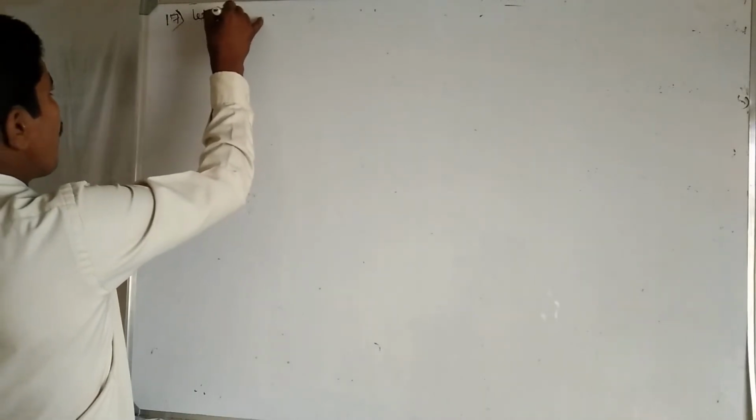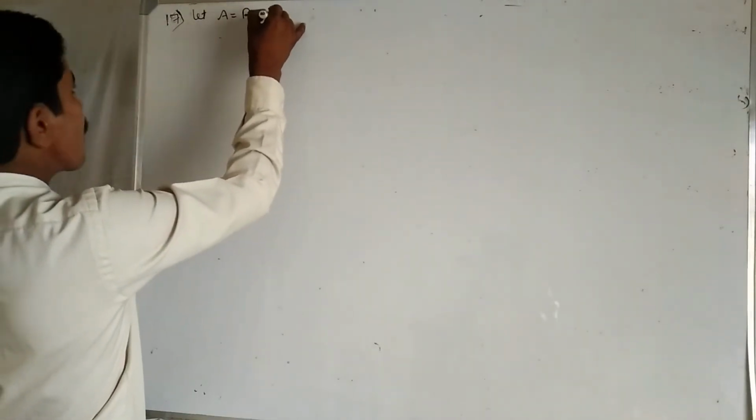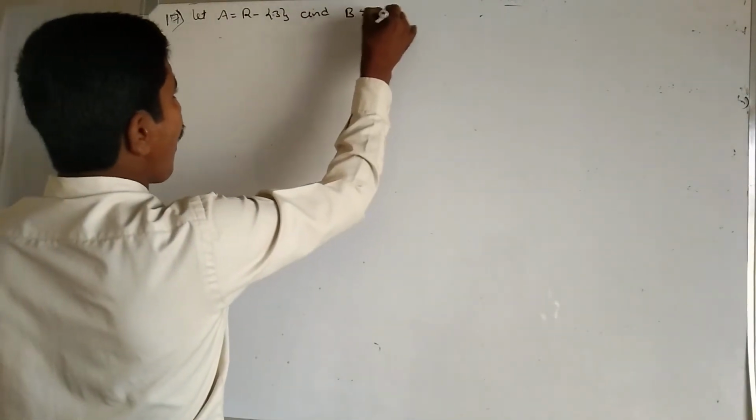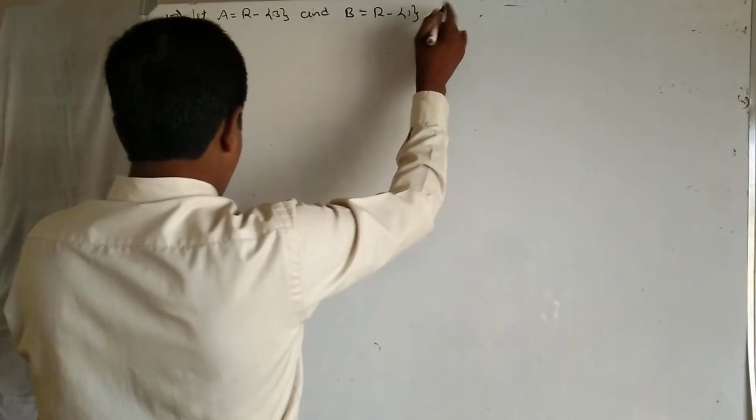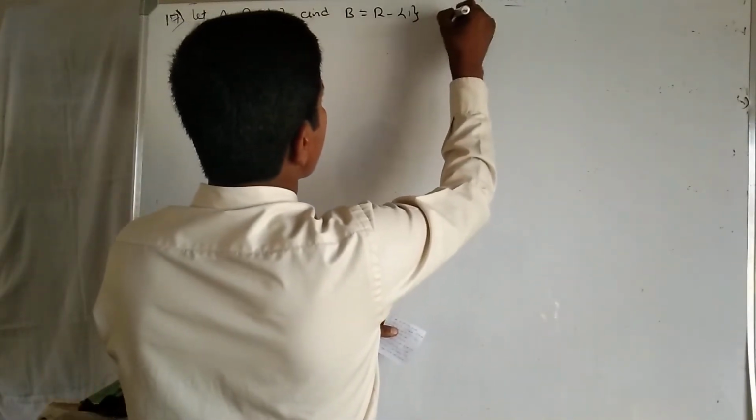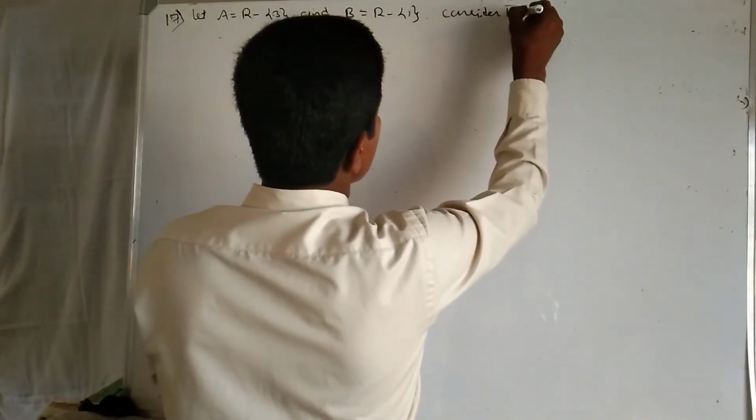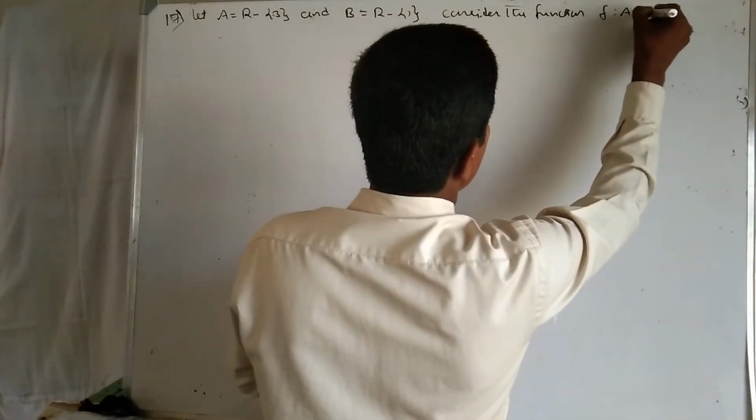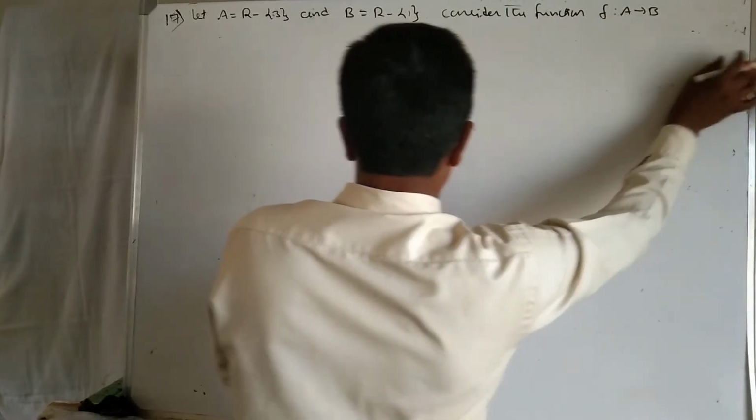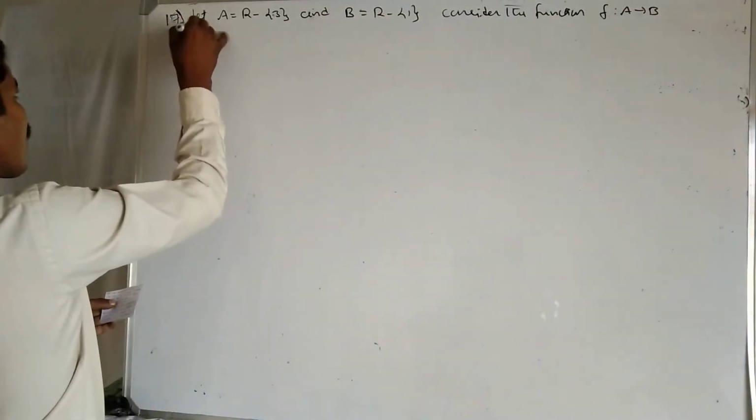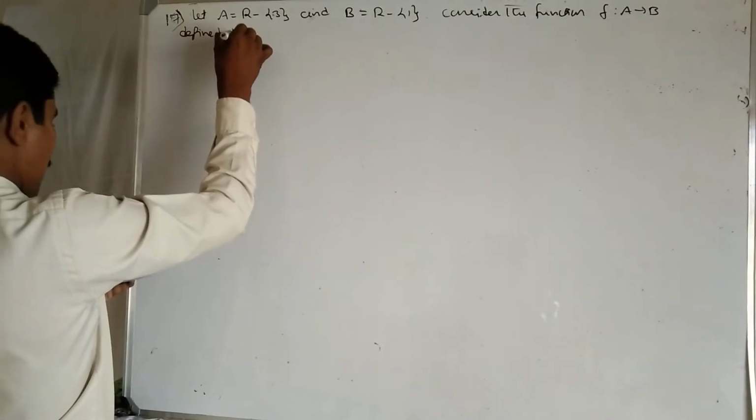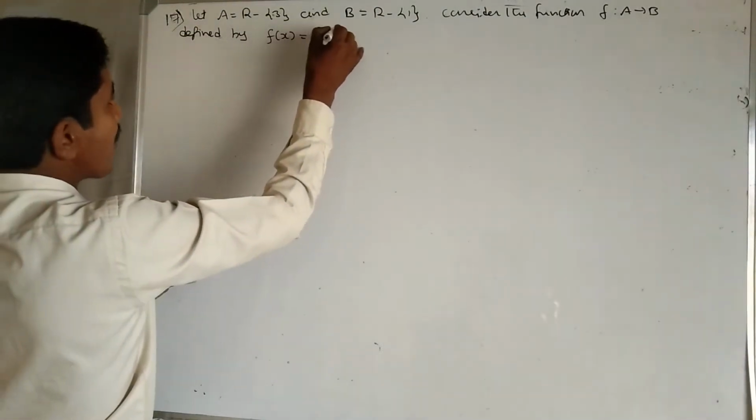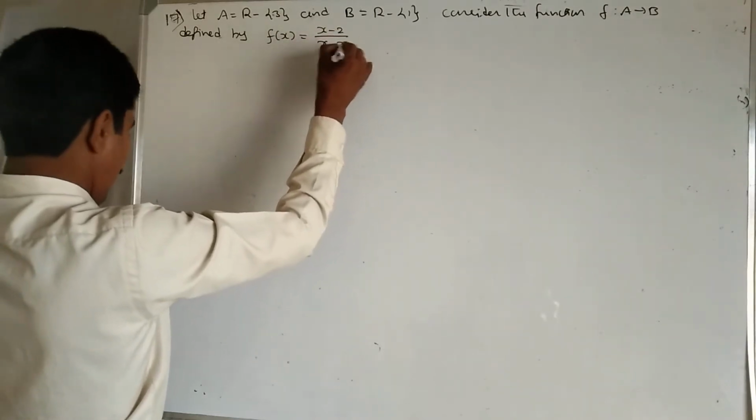Let A equal to R minus {3} and B equal to R minus {1}. Consider the function f from A to B defined by f(x) = (x - 2)/(x - 3).